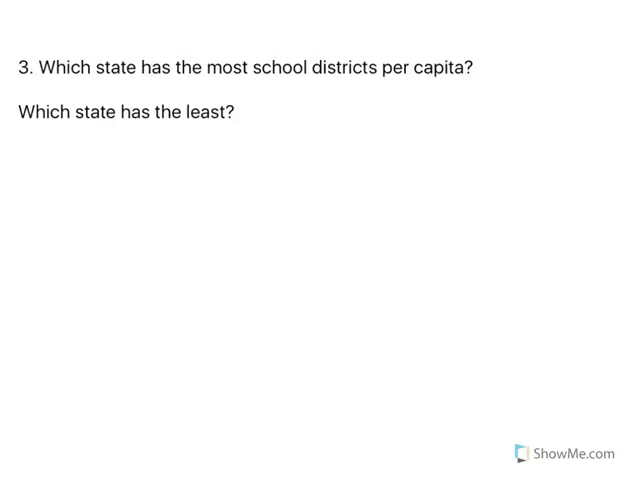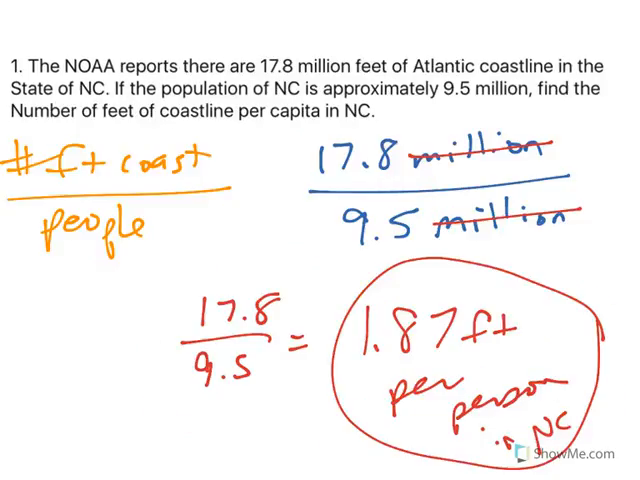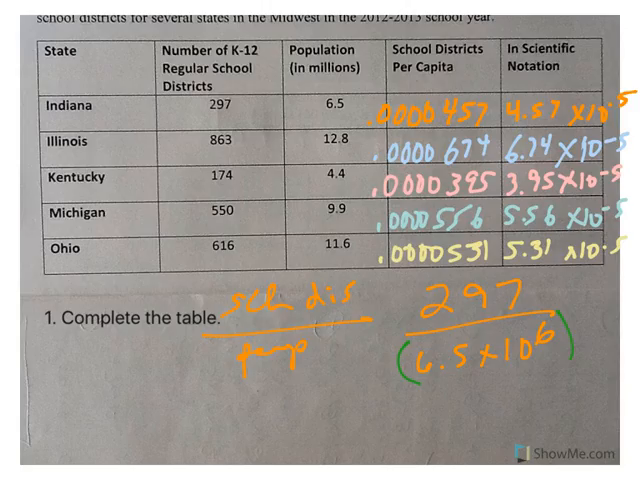And last, which state has the most school districts per capita and which has the least? Now, I'm going to, wrong button. Going back to this, and I mentioned earlier that you can just compare these numbers. If you compare, Illinois has the largest front number, so they have the most school districts per capita, and Kentucky has the smallest number, so they have the least.